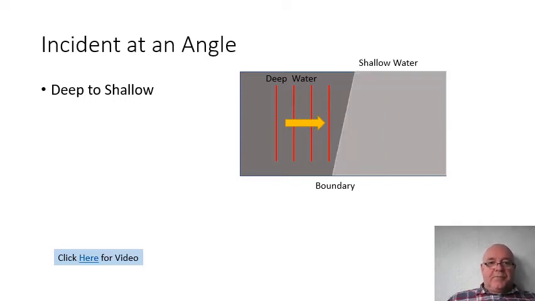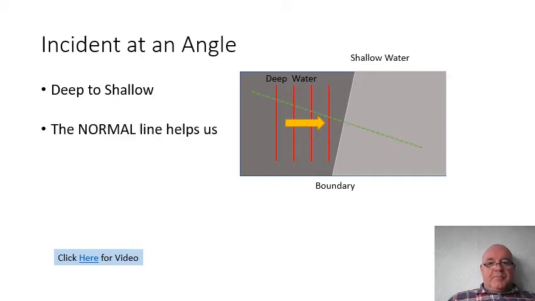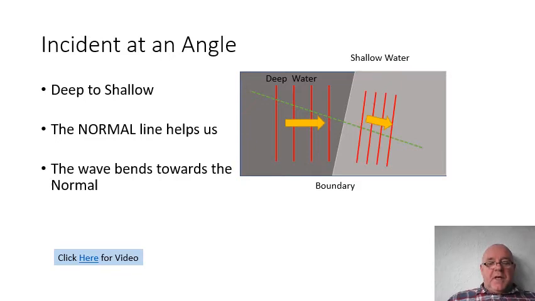Nothing changes the frequency. If I come in at an angle instead, I'm going from deep to shallow again, but this time you notice that the boundary is oblique, it's at an angle. Then basically the same thing happens, but we need to keep track of the angle this time. So we use the normal line to help us. The normal line's at right angles to the boundary, not at right angles to the wave, but at right angles to the boundary. And you can see that the waves have again decreased in their velocity and decreased in their wavelength. However, they have shifted their direction towards the normal. They're actually bending slightly towards the normal. They're not going in the same direction as before. Neither are they going along the normal, but they're going slightly towards the normal.